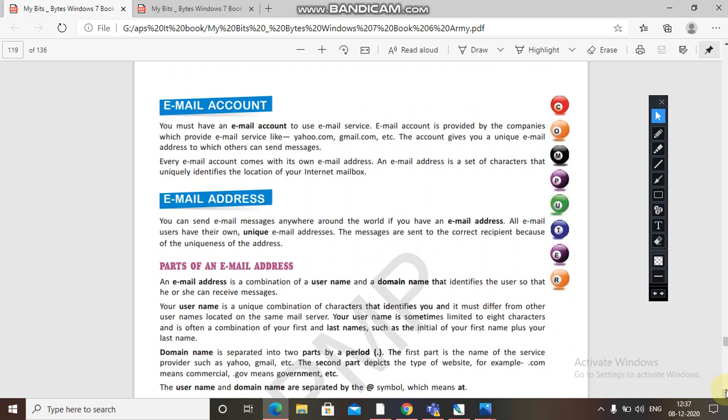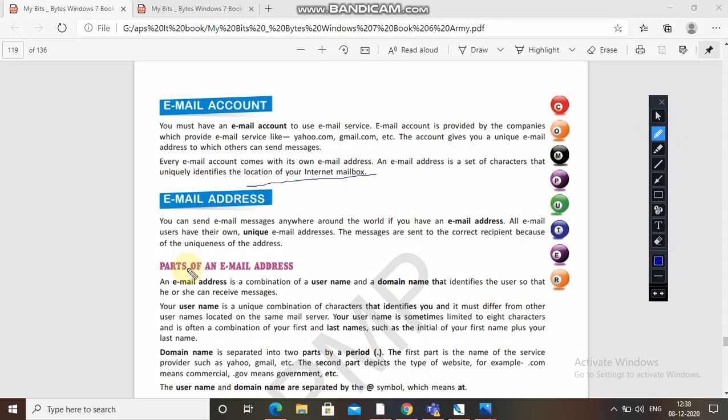Now, email account. You must have an email account to use email service. An email account is provided by the companies which provide email service like Yahoo, Gmail, and the account gives you a unique email address to which others can send messages. These all things we had discussed also. Every email account comes with its own email address, and an email address is a set of characters that uniquely identify the location of your internet mailbox. Okay.